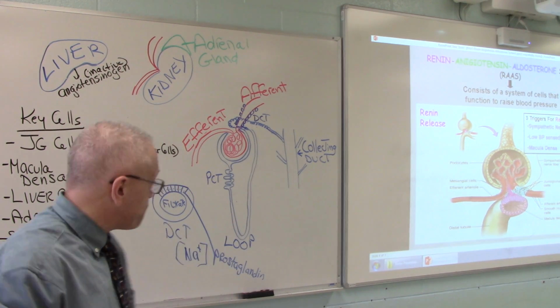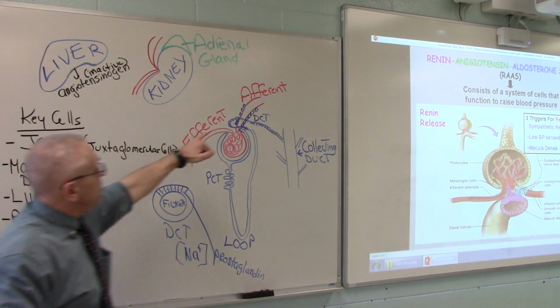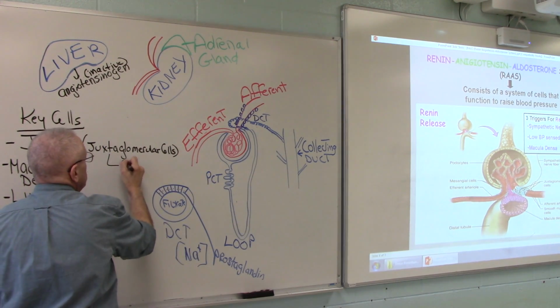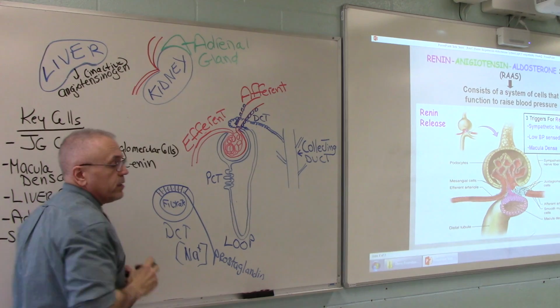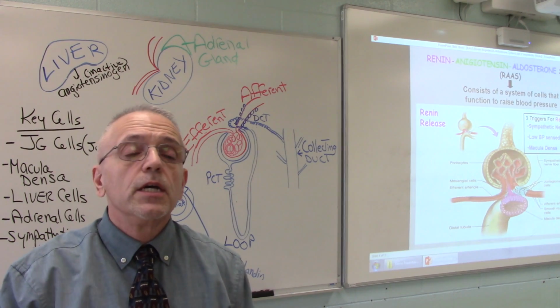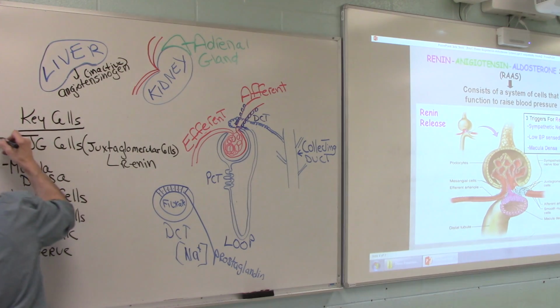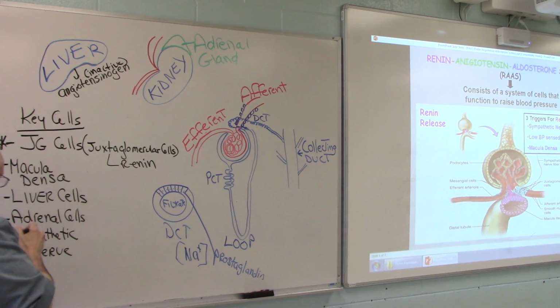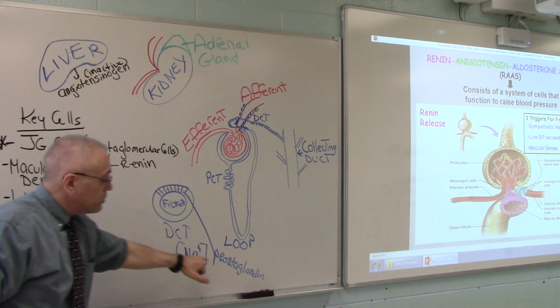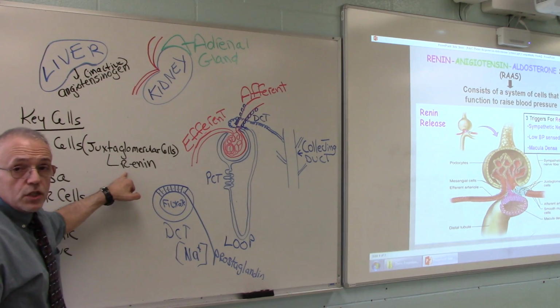All right? So let's start with that again. JG cells produce an enzyme called renin. Renin is an enzyme, which means it's a biological catalyst. It's going to catalyze reactions. Okay? So whatever stimulates a JG cell, whether it be stimulation from macula densa prostaglandins, whether it's stimulation from sympathetic nerve response, okay? Whatever the stimulus, renin is going to be produced.